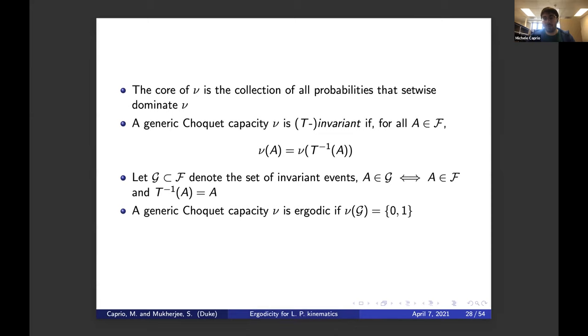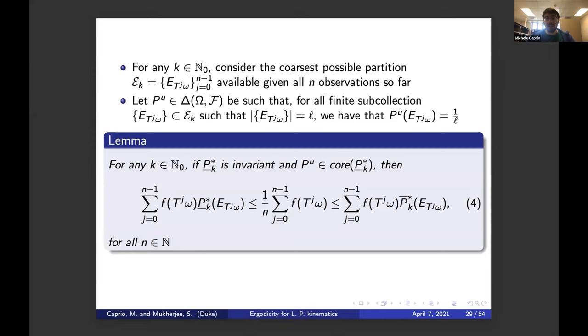So the first result I present is a lemma that we use to prove the ergodic theorem. We say that for every K, if the lower probability associated with the probability set at time K is invariant and PU is in the core of P star K, where PU is a probability measure such that for every finite subcollection of the partition we are considering at time K, having L many elements, PU assigns probability 1 over L to every element of this subcollection, then the empirical averages belong to an interval given by space averages taken with respect to the lower and upper probabilities associated with P star K.